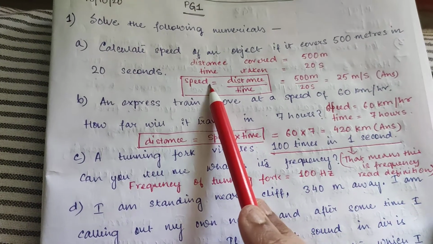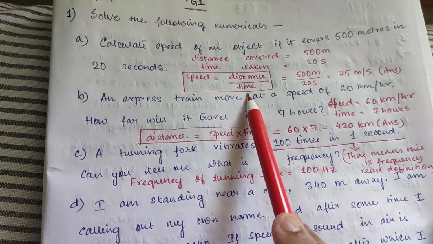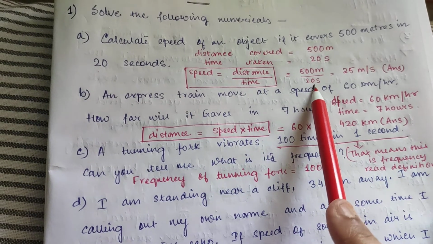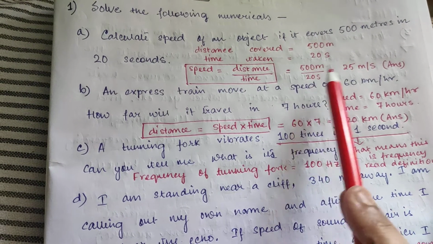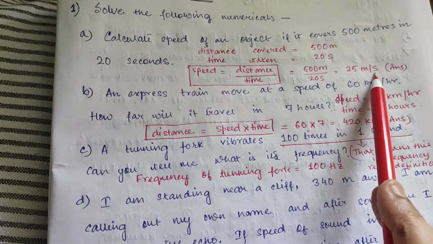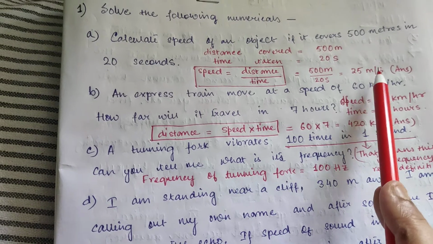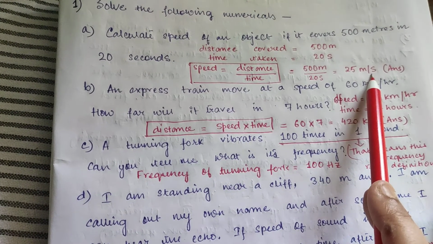So what do we know? The formula: speed is equal to distance by time. So I can put the value of distance, 500 meters, and the time as 20 seconds, and 500 divided by 20 will give me 25 meters per second. Be careful about the unit. Don't forget to write the unit. It's very important. Right, so this will be our answer then.